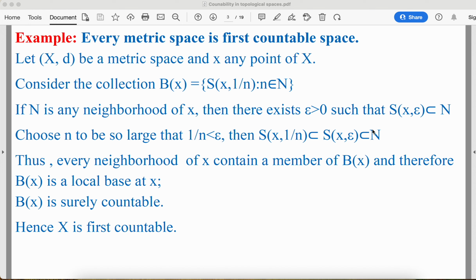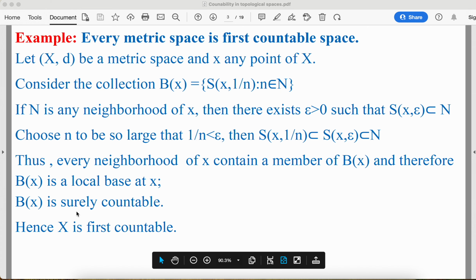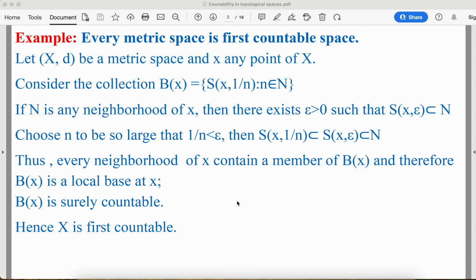It means every neighborhood N of x contains a member of B_x. A member of B_x is a ball centered at x and radius 1/n. And therefore B_x is a local base at x. It means B_x is surely countable. Hence X is first countable, or we say that a metric space (X, d) is a first countable space.